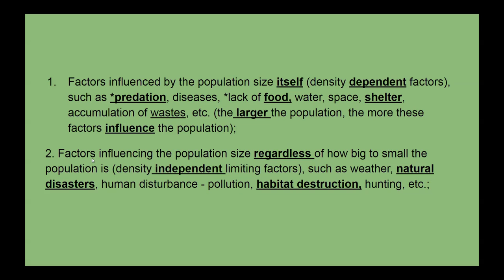All right, so look at number 2. These are factors influencing the population size regardless of how big or small the population is. These are density-independent factors. So weather, natural disasters, human disturbance, pollution, and all that stuff, hunting. The ones up here, number 1, depend on the number of individuals in a population. So if you have more individuals, you're going to run out of food, you're going to run out of water, you're going to run out of space. But these factors down here, hunting, habitat destruction, pollution, natural disasters, have absolutely nothing to do with how many individuals you have in this population.